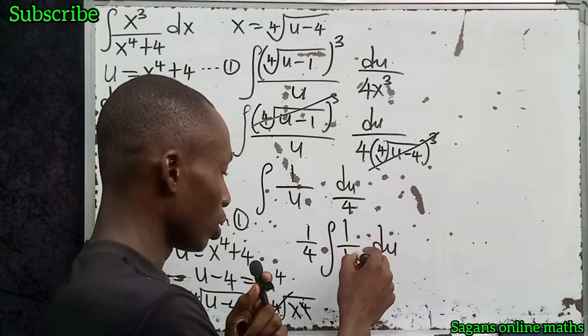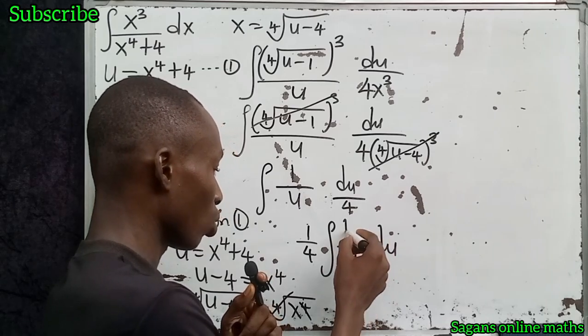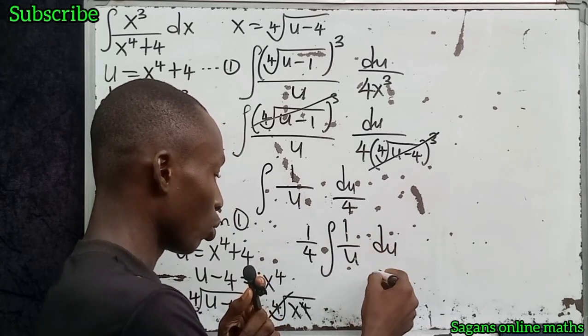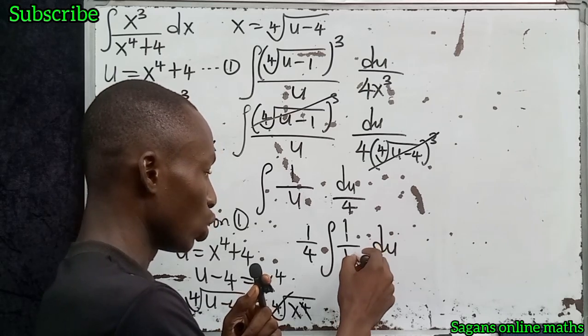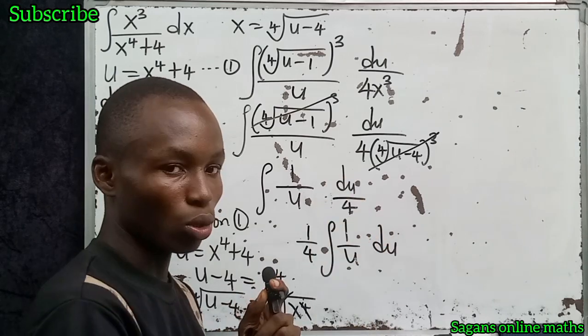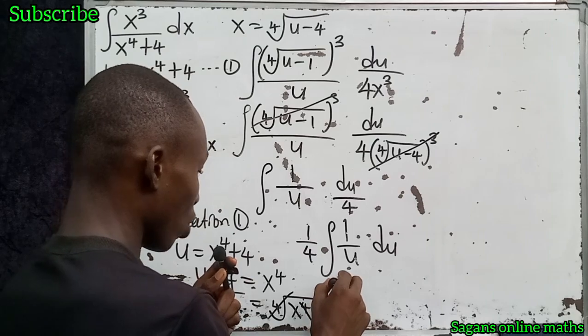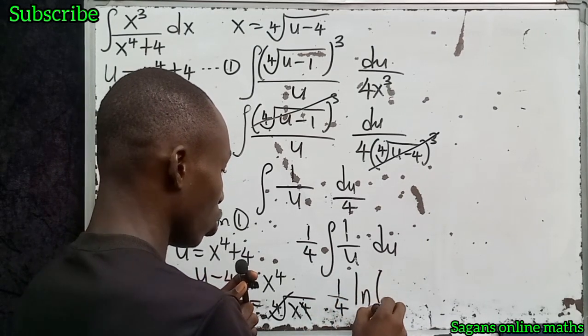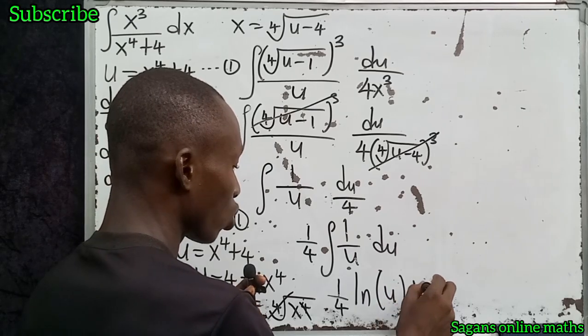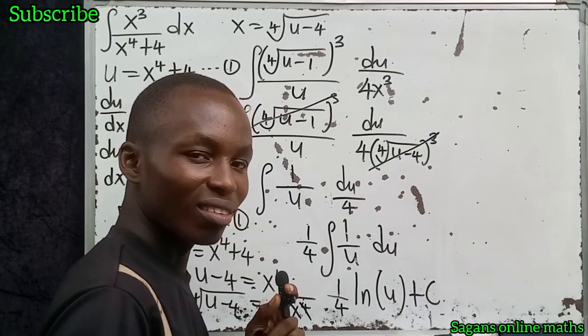Whenever you differentiate the denominator and it looks exactly like the numerator, just take the natural logarithm of the denominator. Now you can see that what is here is just u, right? Now if you differentiate u, it is just 1, and 1 is the same as the numerator. So what we're going to do is say 1 over 4 multiplied by the natural logarithm of the denominator. And that is it. Plus our integration constant c.